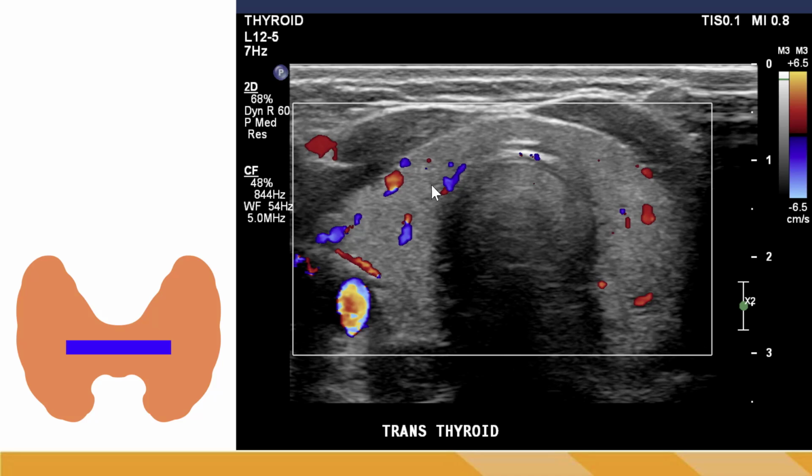The other option for a bilateral transthyroid image is to dual screen it. So you would take an image of just the right lobe, and then you would dual screen, shift your transducer towards the left side, and then take an image of the left lobe, trying to match up so you make sure that you're at the same level of the thyroid.